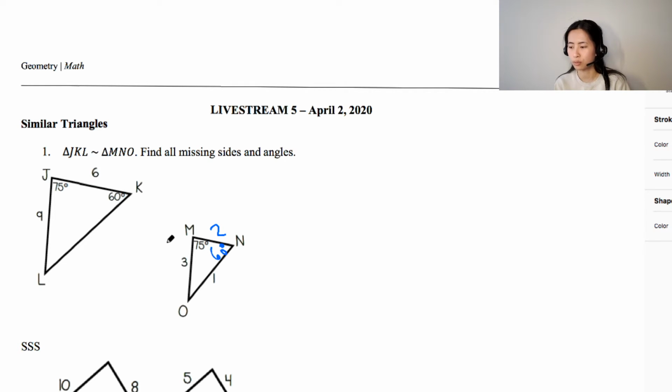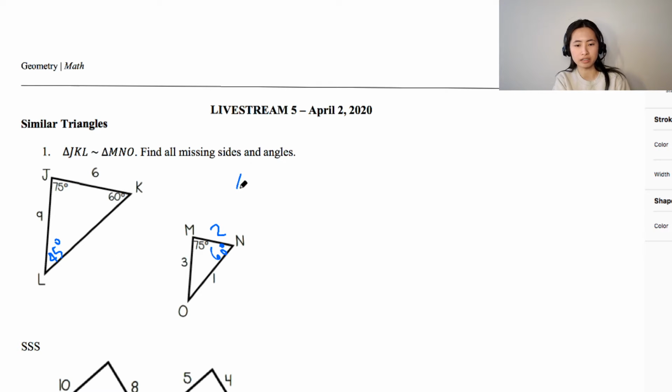Now, if we're referring to angle L, this angle, we don't know right now. So how do we find angle L? We know that the sum of the interior angles is supposed to be 180 degrees. So you would add 75 plus 60, which is equal to 135. To find angle L, you take 180 minus 135, which is equal to 45 degrees. So now you know that this is 45 degrees.